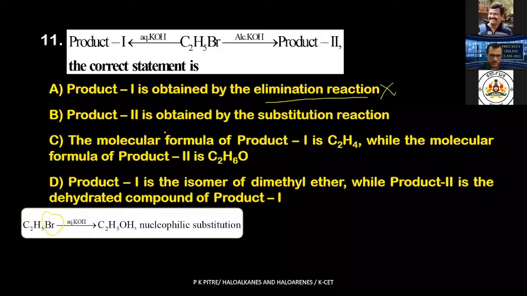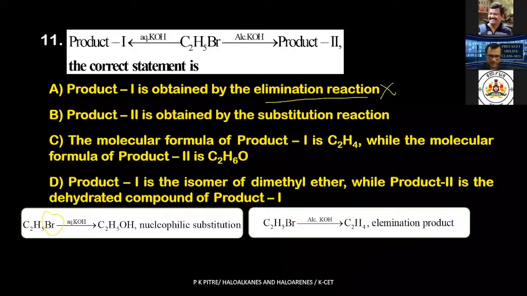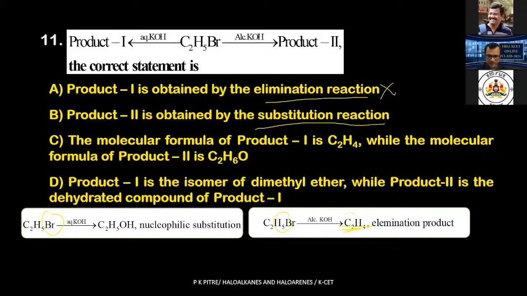What about the second one? The product 2 is obtained by substitution reaction. Let us see. Write the reaction quickly. Ethyl bromide is treated with alcoholic KOH. You are getting C2H4. Alcoholic KOH is not meant for nucleophilic substitution reaction. It is meant for dehydrohalogenation, an elimination reaction. Br is removed from the alpha carbon and hydrogen is removed from the beta carbon. So you are going to get C2H4, an eliminated product. What is given over here? A substitution reaction. But what are we getting? Elimination reaction. So obviously option 2 also is wrong.